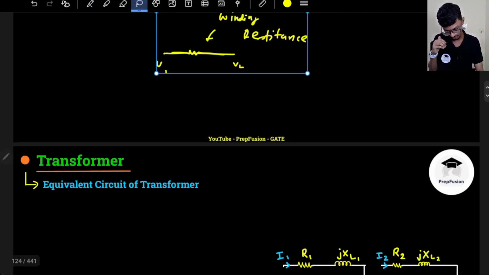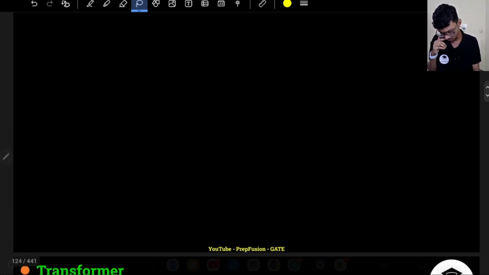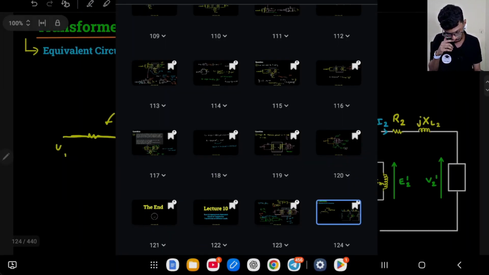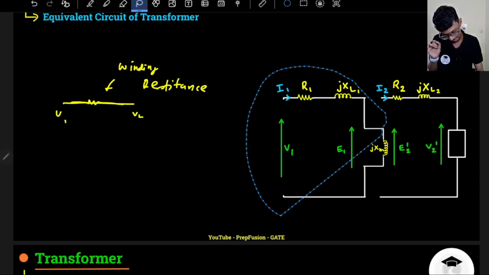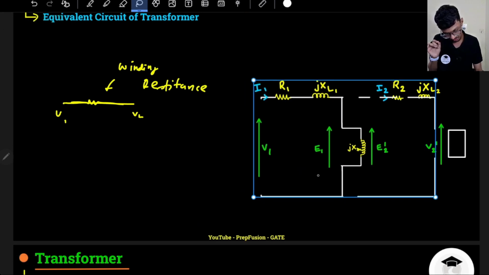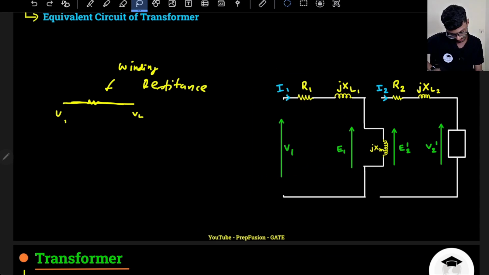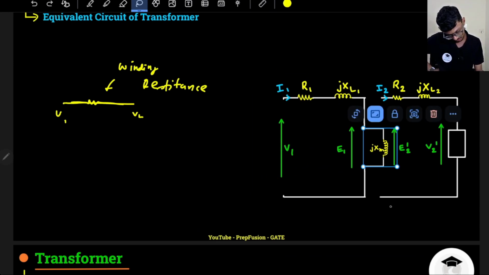That's how we will basically model our transformer. So this page is not required. This is a waste of a page. So this is my model of the transformer. Just one thing, XM is there. One more thing is there for modeling. I have not written it yet.